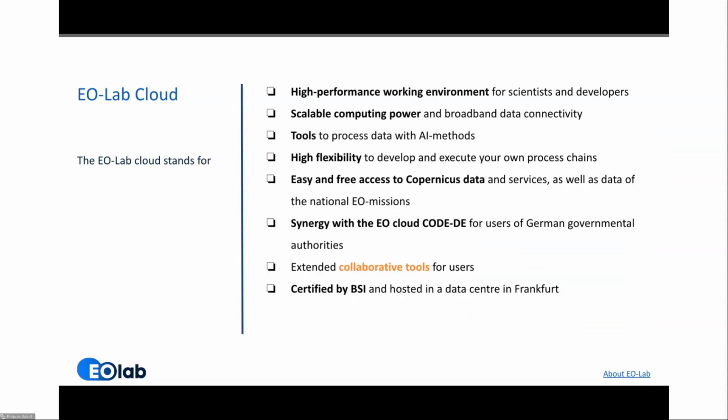So the EOLab Cloud stands for a high performance working environment, scalable computer power, and broadband data connectivity. It also provides tools to process data with AI methods. It's very flexible for developing and executing your own process chains. And it gives you easy and free access to Copernicus data and services, as well as other data.